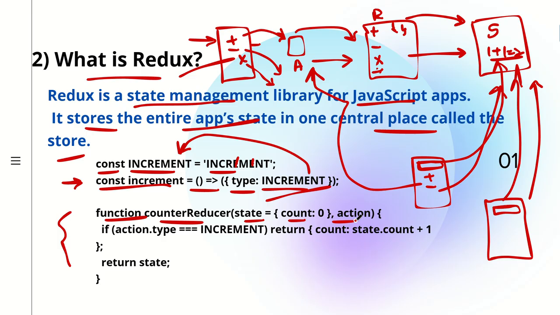So action can be plus, minus, or anything. Here we are checking if action.type is increment, then we are returning count. And what is that count? Count is nothing but state.count. It is the count which is already present in the store.